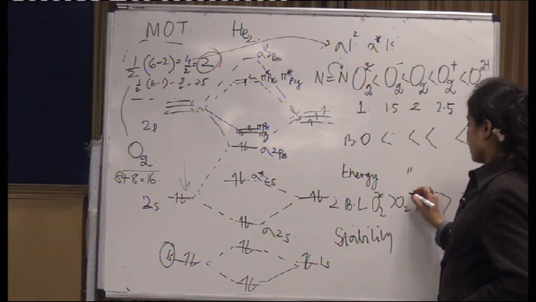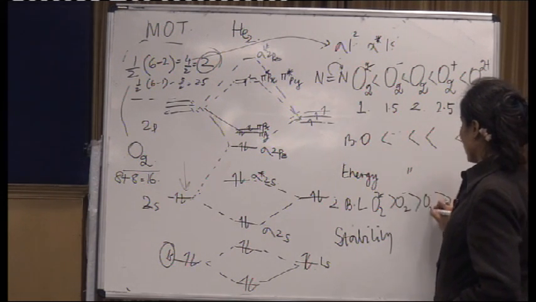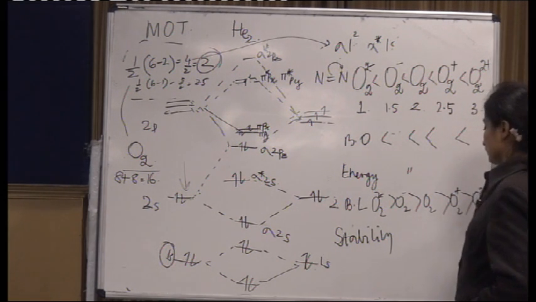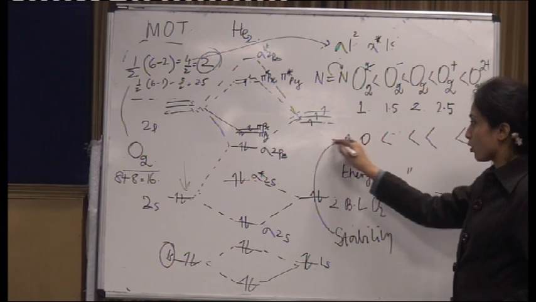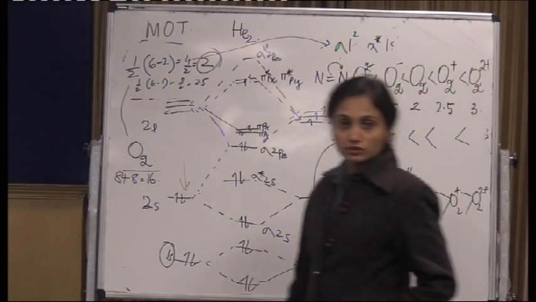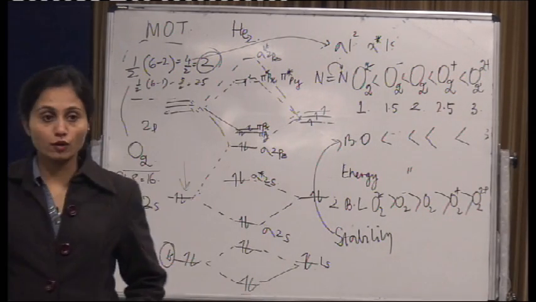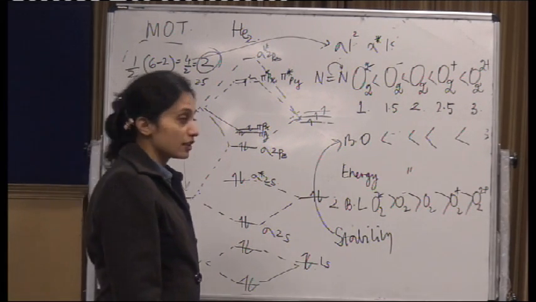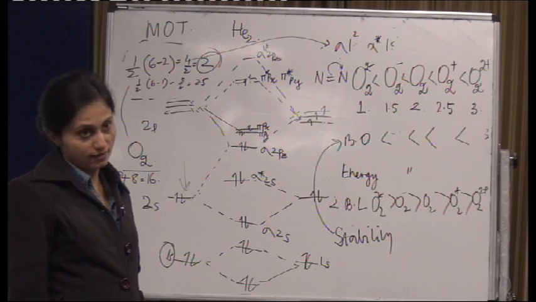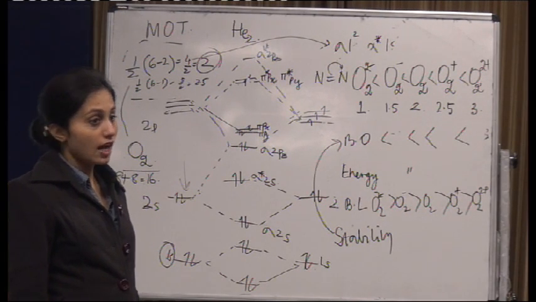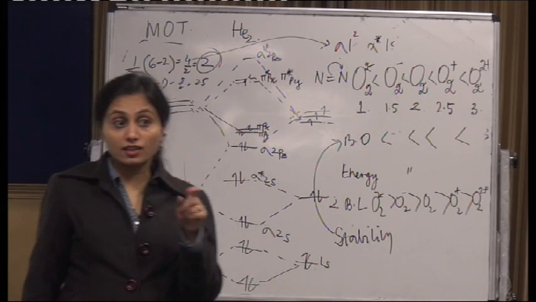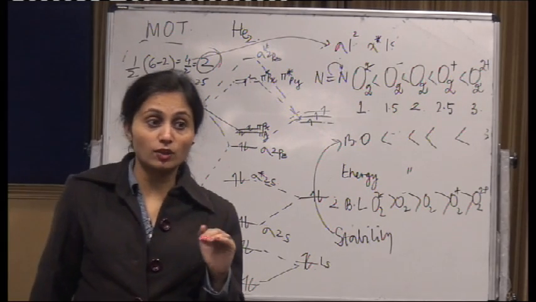With the least stability. So O2 2 minus, O2 minus, O2, then the stability follows the same order as your bond order, right? It follows the same order. So the highest bond energy will be that of O2 2 plus. Highest stability also O2 2 plus.